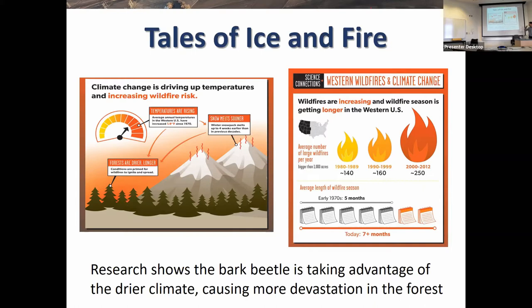One of the important aspects of this is that the bark beetle is taking advantage of this drier climate and is causing more devastation in the forest. And I know this beetle is not just on the West Coast, so it's relevant elsewhere.